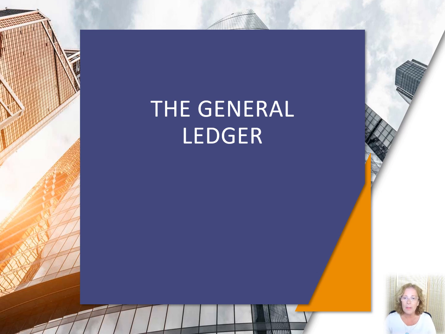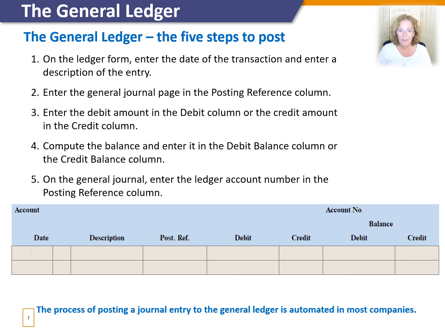Hello, let's talk about the general ledger and why accountants post general journals to the general ledger. The third step in the 9-step accounting cycle is to post the general journals or journal entries to the general ledger.